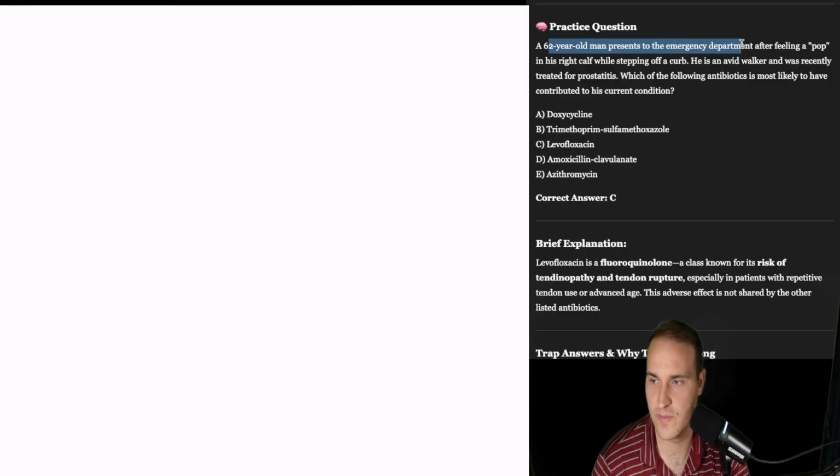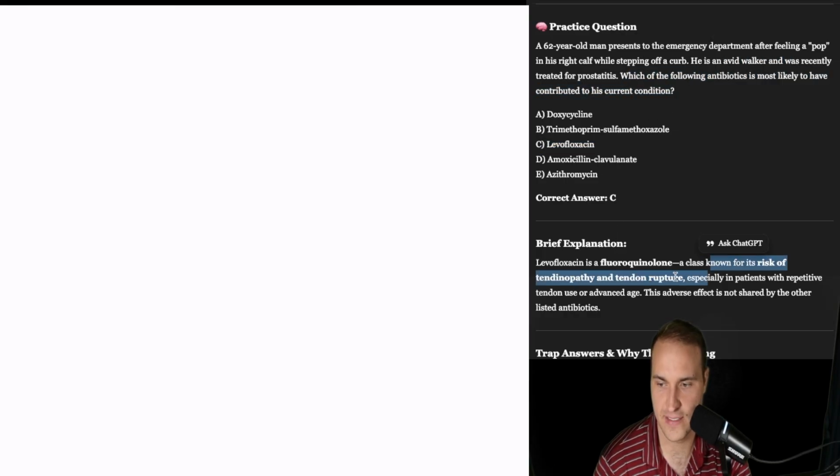But yeah, 62-year-old man, popping his right calf. Oh, he's got treatment for prostatitis. What do we say that treatment would be? Probably one of our fluoroquinolones like levofloxacin. Avid walker, what contributed to it? Definitely fluoroquinolones, because it has that risk of the tendon rupturing.